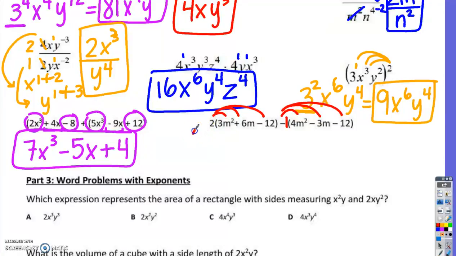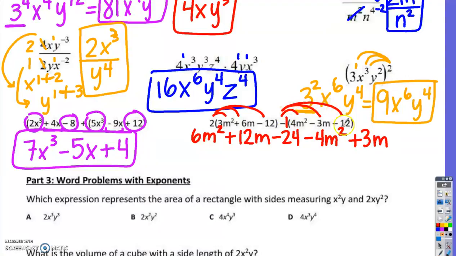2 times 3m squared is going to give me 6m squared. 2 times positive 6m is positive 12m. And then 2 times -12 is -24. Now I'm going to go over here and distribute this -1. Don't forget, whenever there's that negative or minus sign when we're subtracting, we've got to distribute that negative. So that's going to give me -4m squared. A negative times a negative is going to give me a positive 3m. And a negative times a negative is going to give me a positive 12.